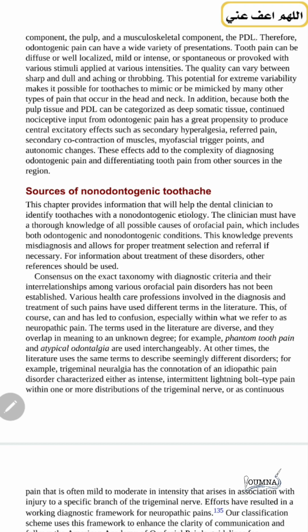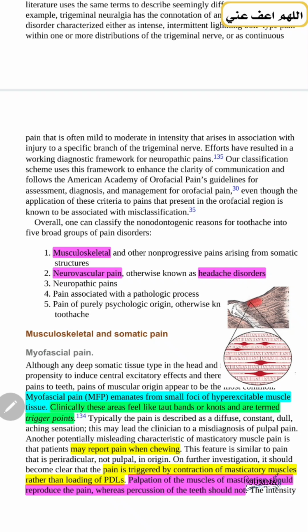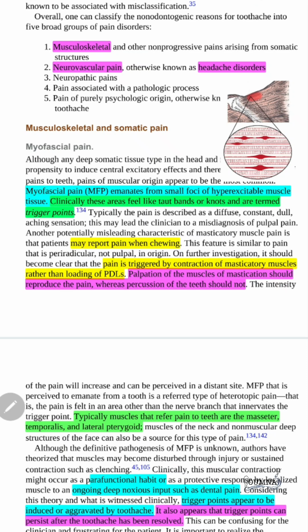Now, what are the sources of the non-odontogenic toothache? There are three main sources, which are the muscles, the nerves, and the sinus. We start things up by talking about the myofascial pain. The myofascial pain emanates from small foci of hyper-excitable muscle tissue. These areas feel like bands or knots and are termed trigger points.